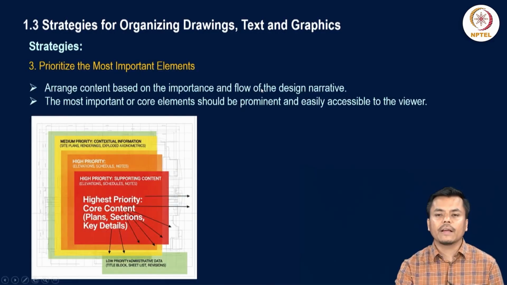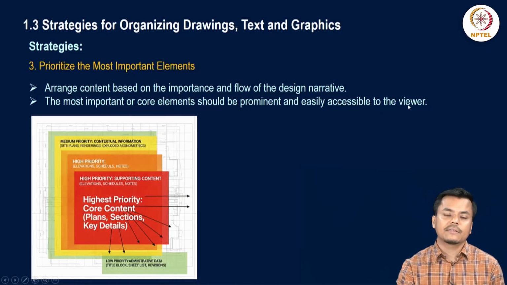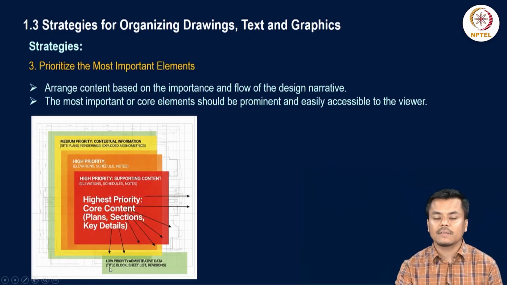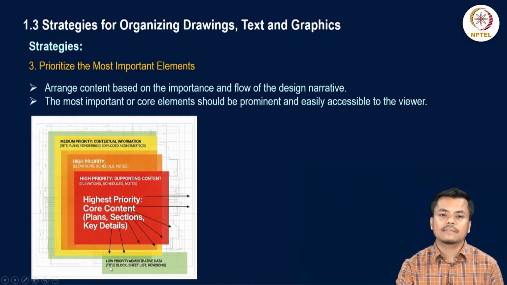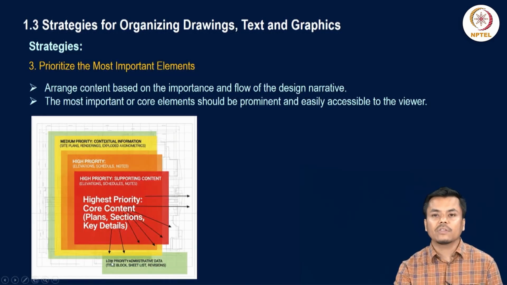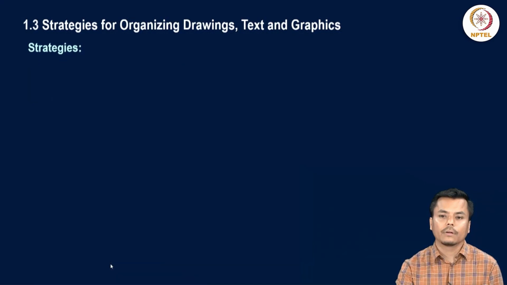Then next is prioritizing the most important elements, like arranging content based on the importance and flow of the design narratives. The most important or core element should be prominent and easily accessible to the viewer. So whatever is the core idea that has to be highlighted in detail, for this you can use bold text or very contrasting colors to catch the attention of the viewer.